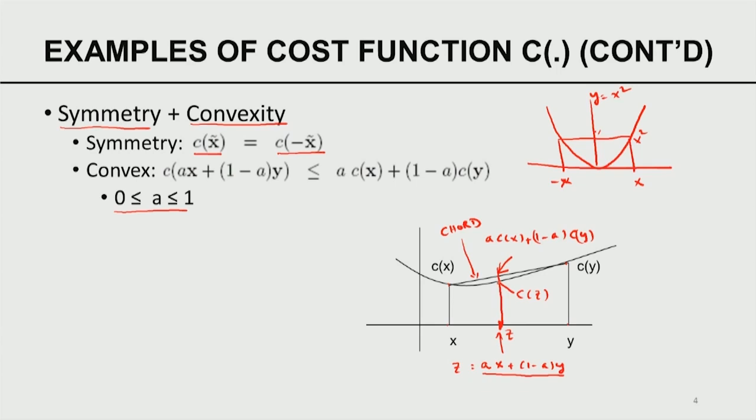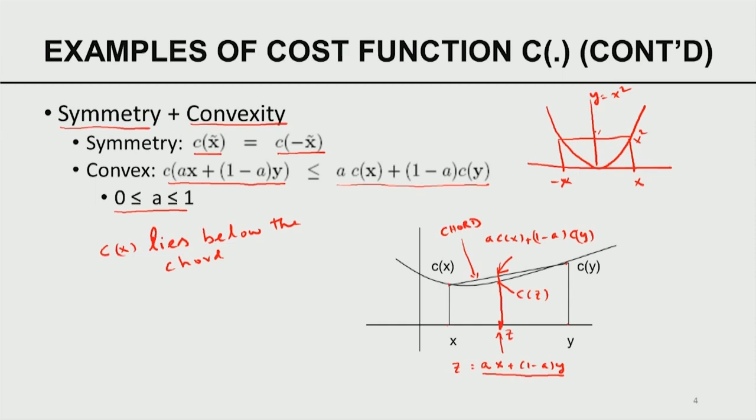So what does this inequality say? The value of the function at an intermediate point between x and y is always less than or equal to the value along the chord. That means the function C of x lies below the chord. Such a function is called a convex function. We have already alluded to convexity when we did optimization. I am just trying to reinforce and remind you of some of the properties.